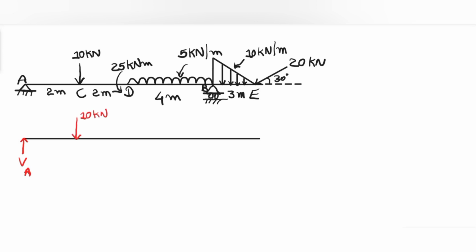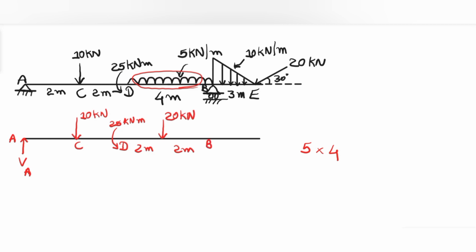Here this is already a point load, 10 kilonewton. Then at D we are having a moment of 25 kilonewton meter. Then this UDL we will convert to a point load. Here 5 kilonewton per meter UDL is acting on a 4 meter length, which means it will be W into L, 5 into 4. So this will be 20 kilonewton, which will be acting at the center of the 4 meter.